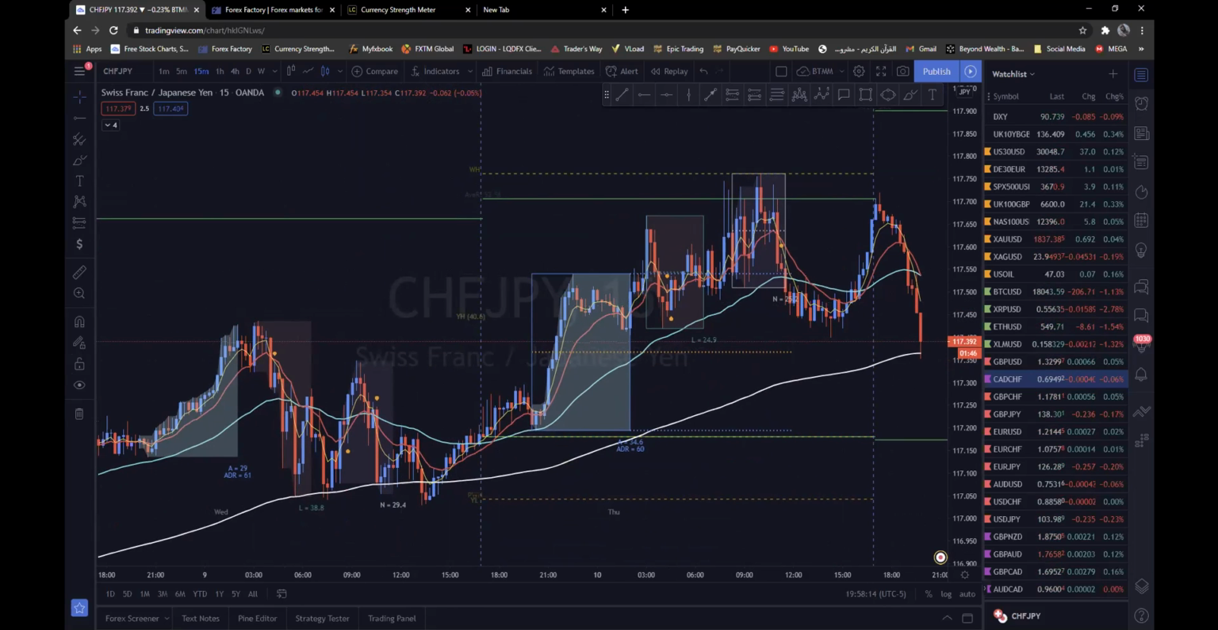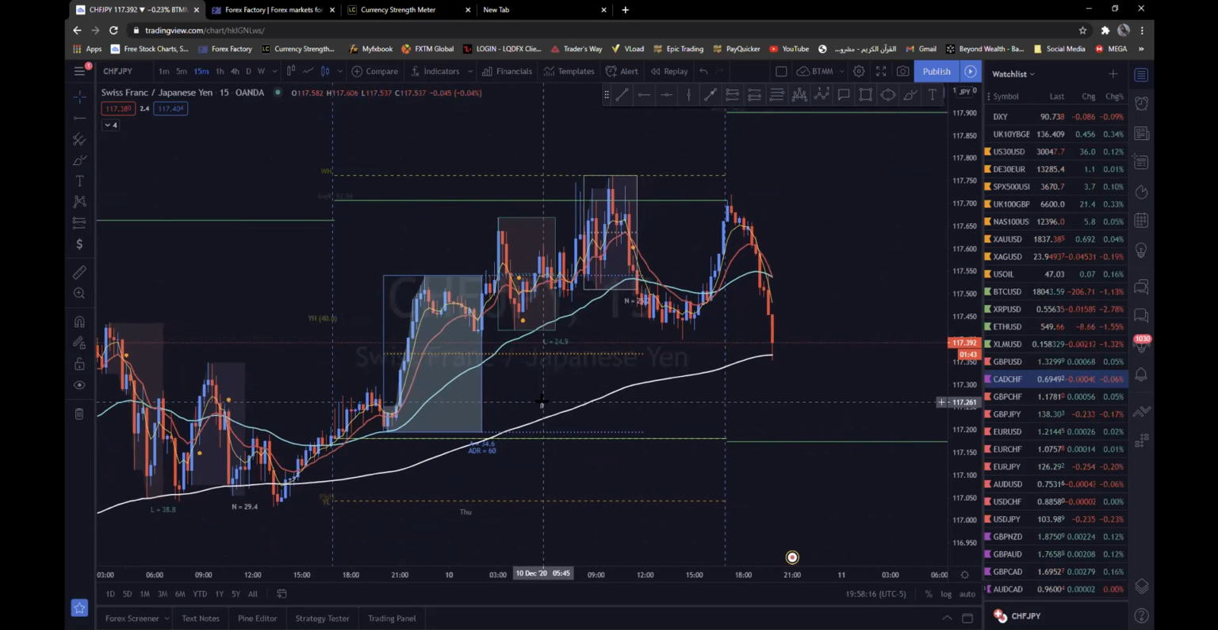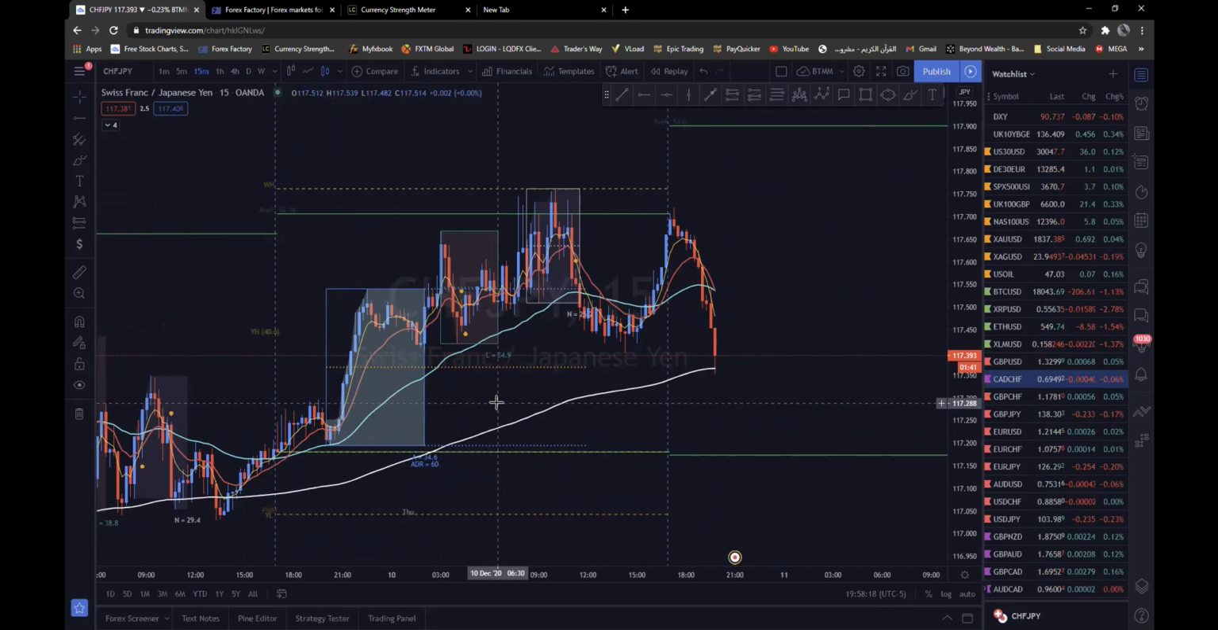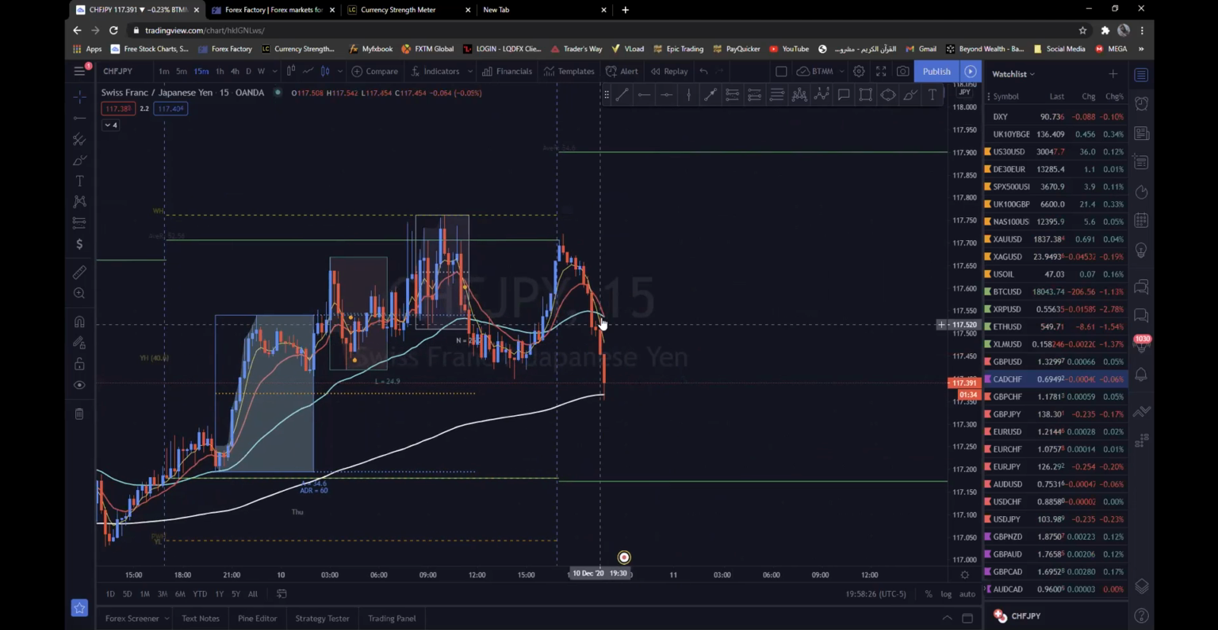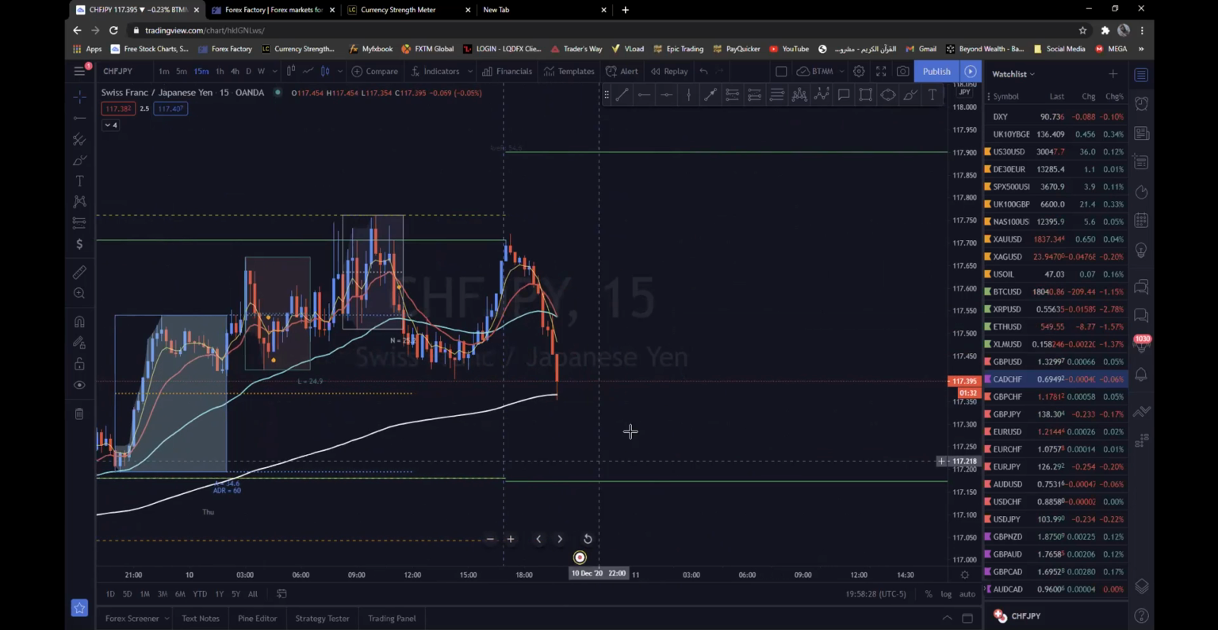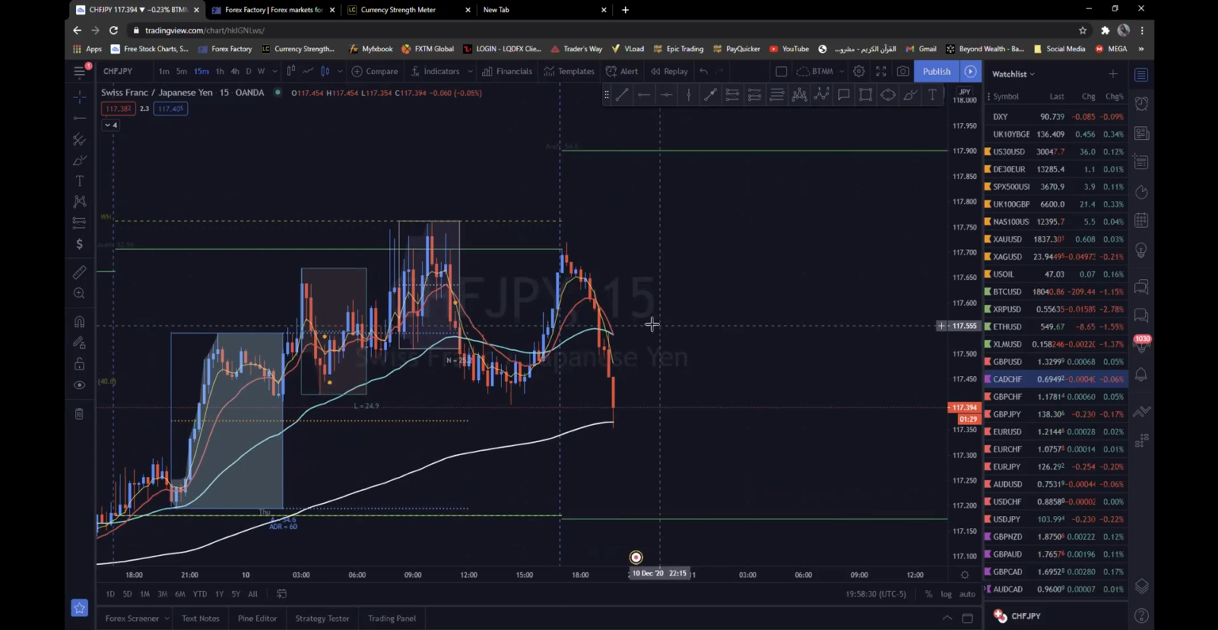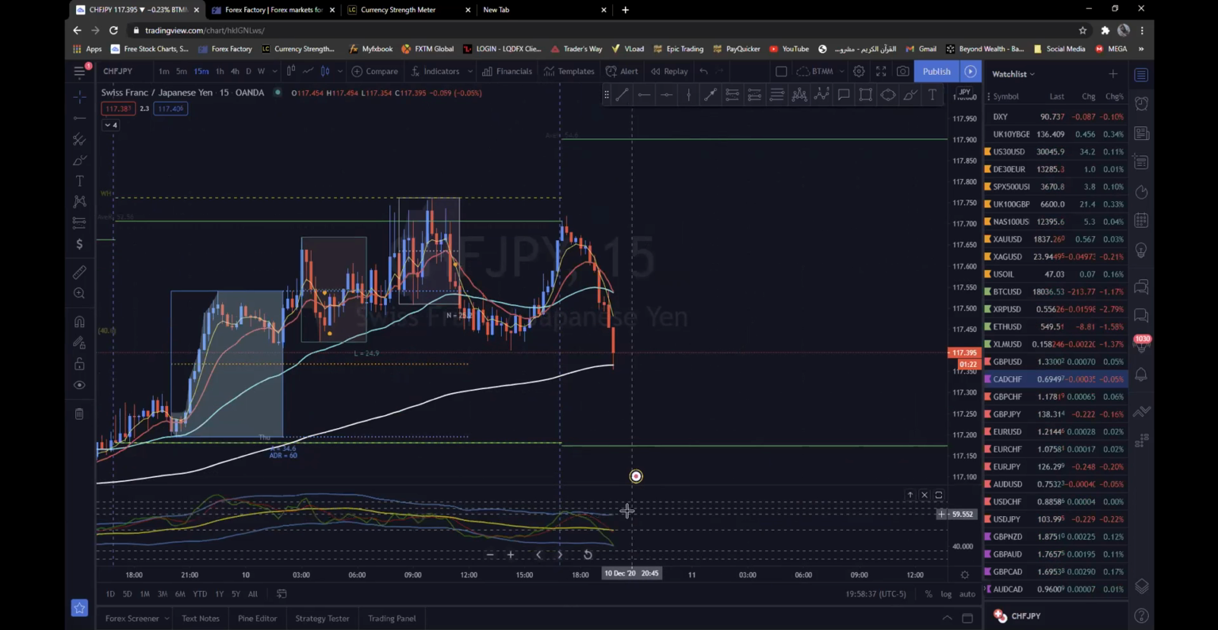Okay, so let's see. With the CHF JPY, this was ugly today. It was doing a whole lot, it didn't really do nothing. If you were looking at it right now, you would see that it crossed. Obviously we missed that move, but if you were looking at it, you would see that 513 crossing, and with the TDI, it crossed the red signal line, which tells you that there's a reversal.